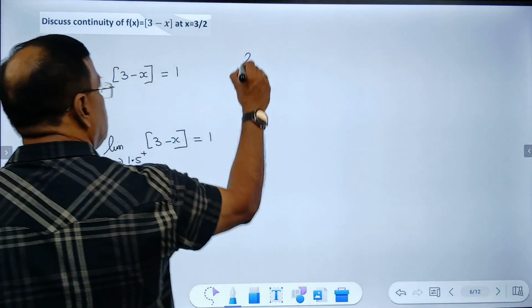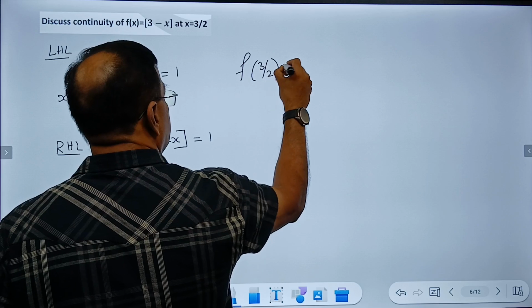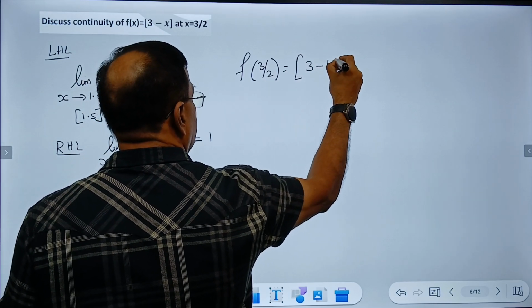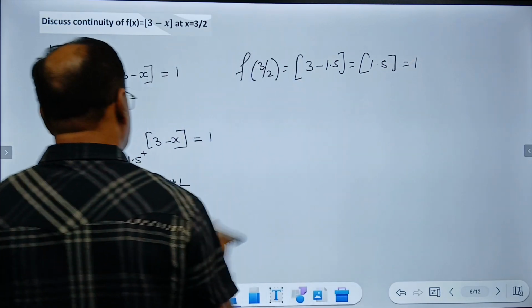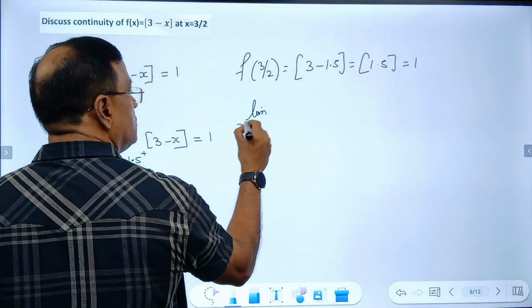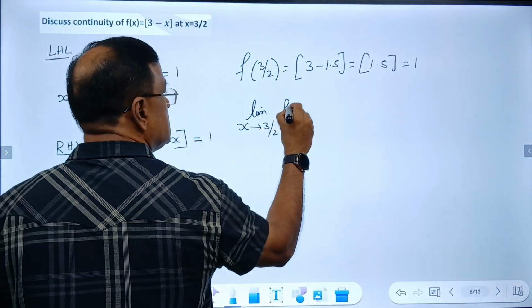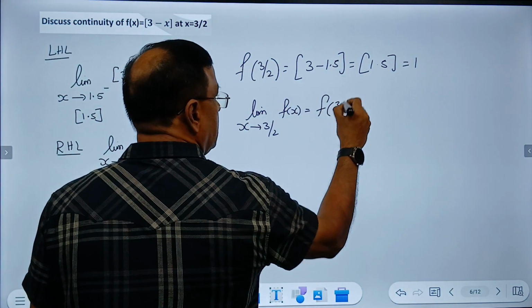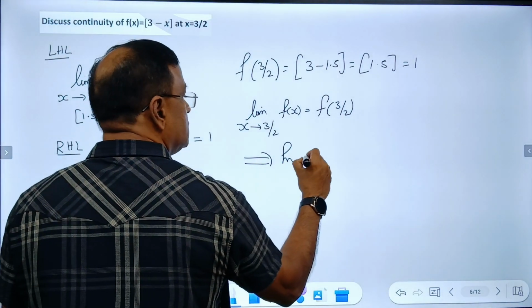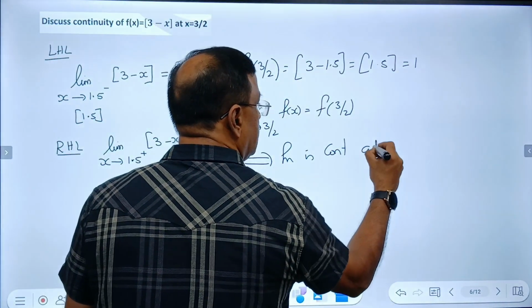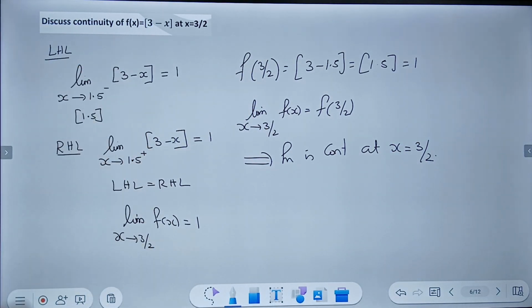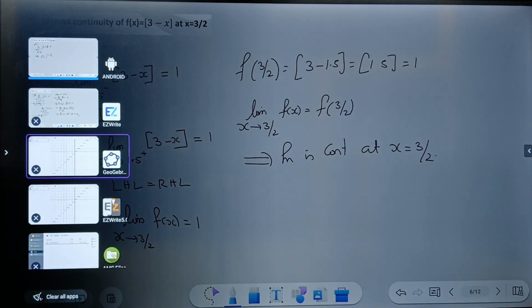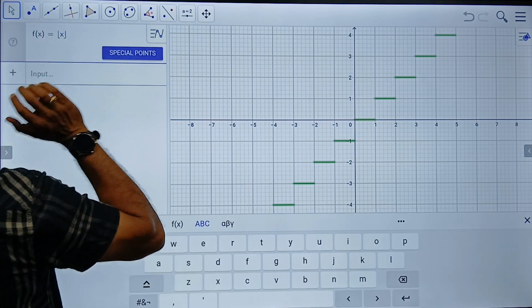Now what is f of 3 by 2? It is the same as 3 minus 1.5, the greatest integer value of 1.5, which is 1. So clearly limit x approaches 3 by 2, f of x equals f of 3 by 2. This implies the function is continuous at x equal to 3 by 2. Between two consecutive integers, always continuous. Let's see how the graph looks like. Let's go back to this.